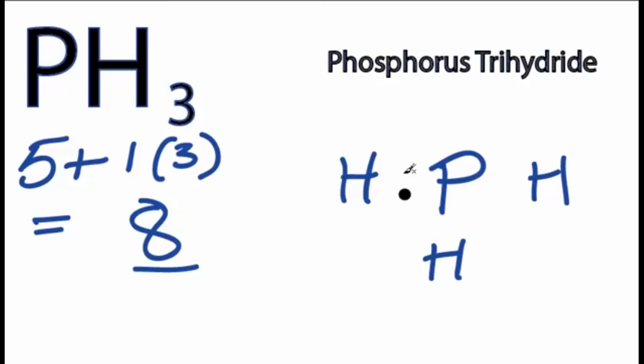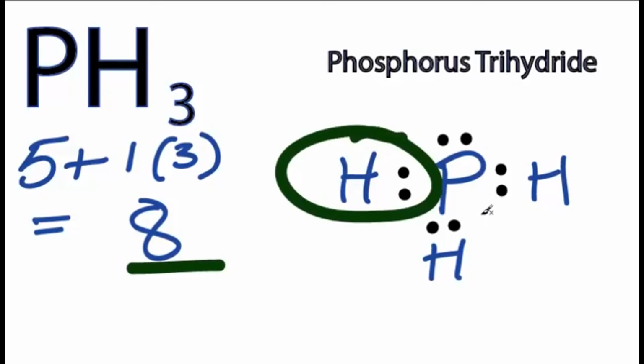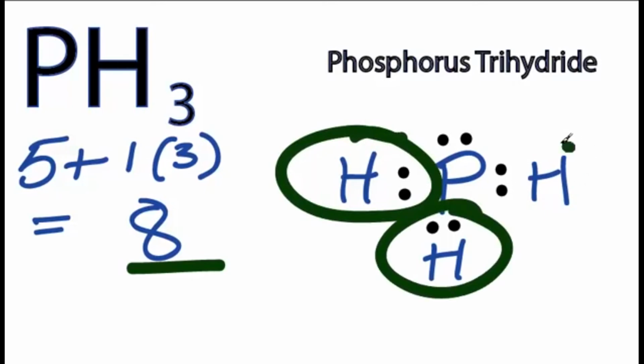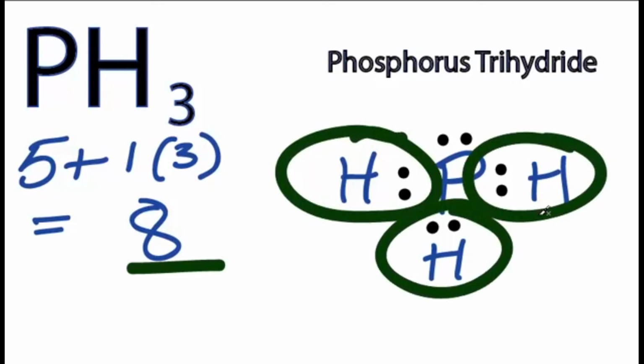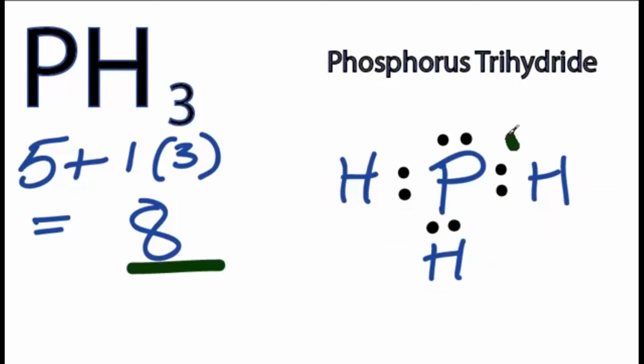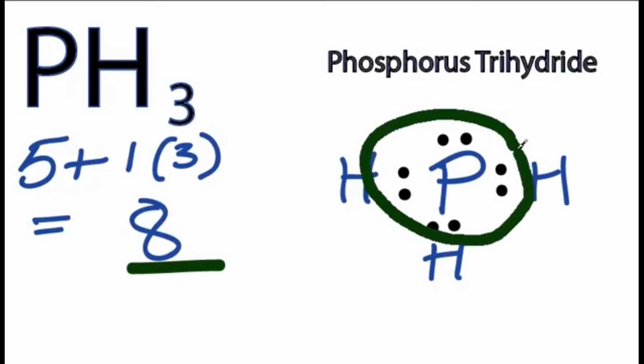We'll put 2 electrons between each of the atoms to form chemical bonds. We've used 6 valence electrons, put the last 2 in the center for a total of 8 valence electrons. So we've used all 8 valence electrons. This one hydrogen has 2, as does this. So all the hydrogens are okay, since they only need 2 valence electrons for a full outer shell. And then the phosphorus in the center has 8, so it has a full shell.